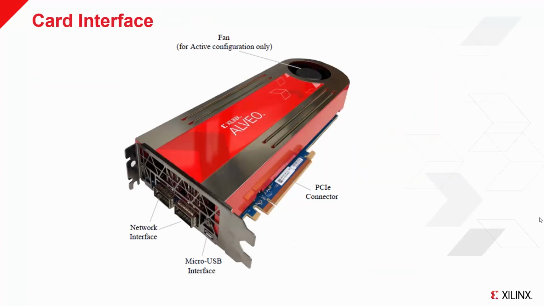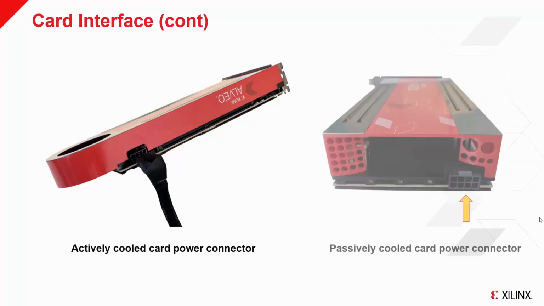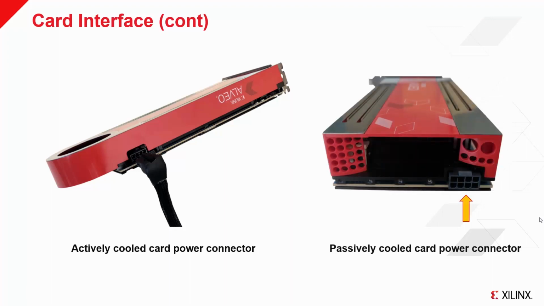Both the U200 and U250 have the same interfaces, though, as we have seen, the active configuration card has a built-in fan. At the bottom of the card is the PCI Express connector. On the back of the card, there are 2 QSFP network interfaces and 1 micro USB connector interface. On the active cooling card configuration, the power connector is located at the top of the card, while on the passive card configuration, the power connector is located at the back of the card. For complete details, including DDR, FPGA, and network specifications, read the Alveo U200 and U250 datasheet.